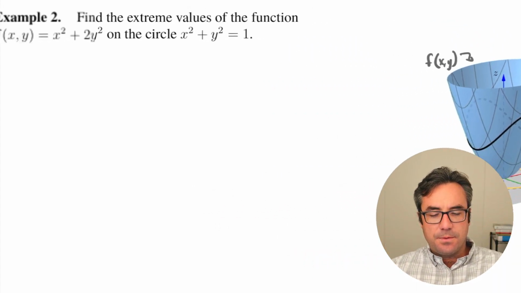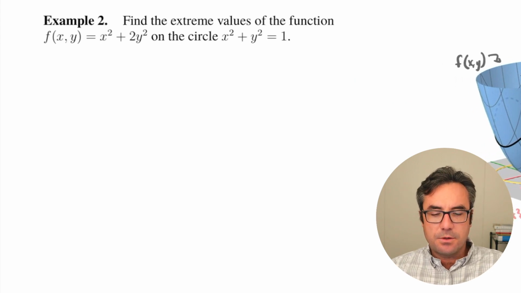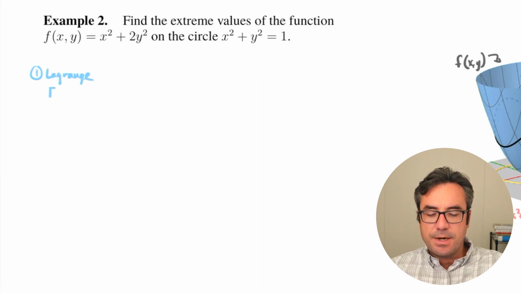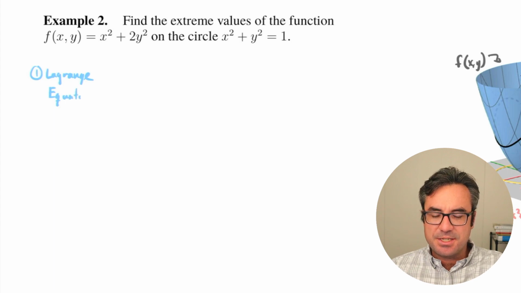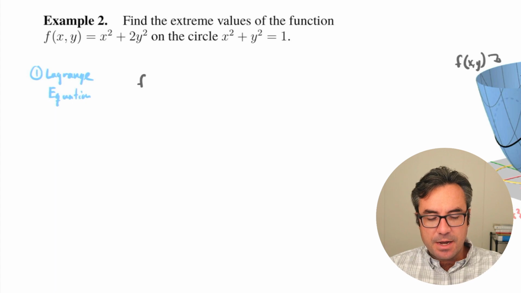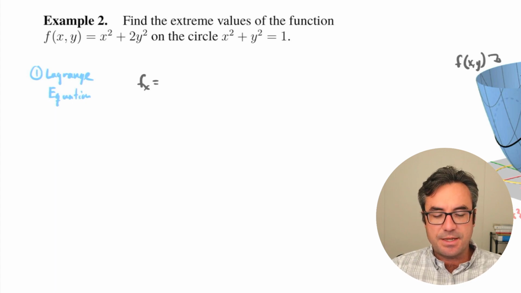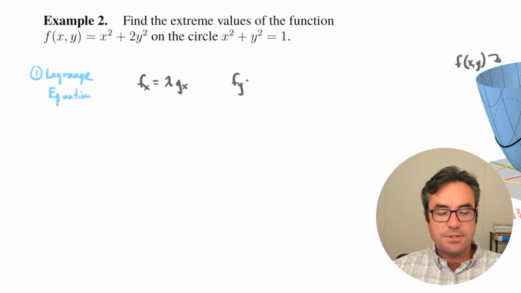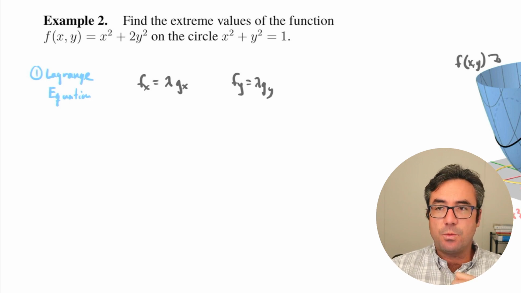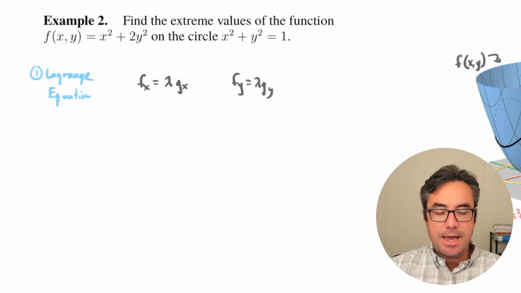All right, so let's set up our Lagrange equations. That's really the first thing we want to do. Again, let's write out the general formula just to get going. We're dealing with 2 variables, so we're going to have our x partial. So f partial x, we'll set that equal to lambda g partial x. And then we'll do the same thing for y. So we'll have f partial y set equal to lambda times g partial y. And then we'll have our constraint.